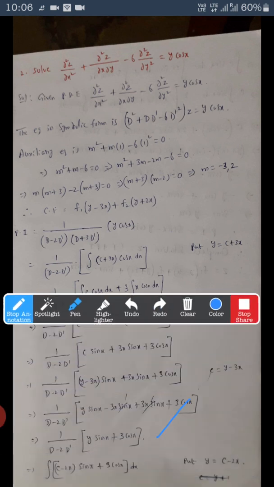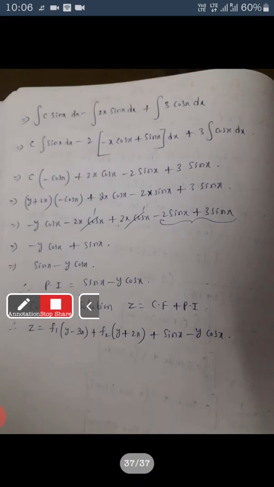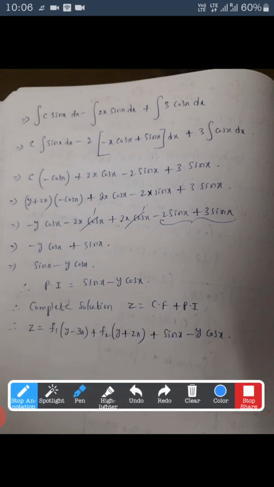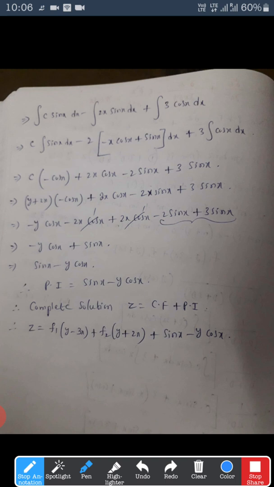And again, we are considering this factor. That means we have to consider y as c minus 2x. Here also, in place of y, we have written c minus 2x. After all integration, after all simplification, this is the simplification.